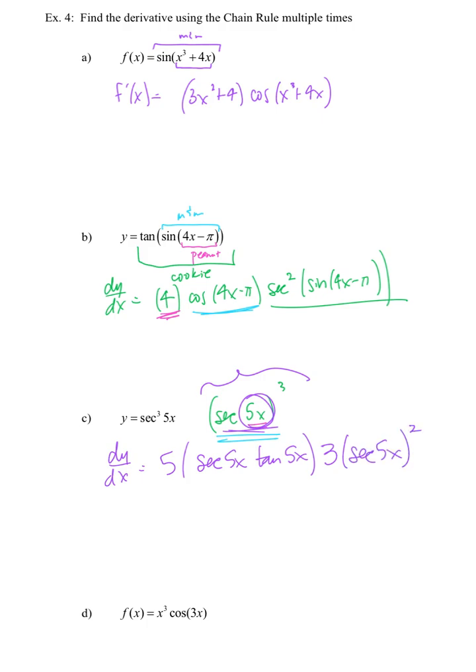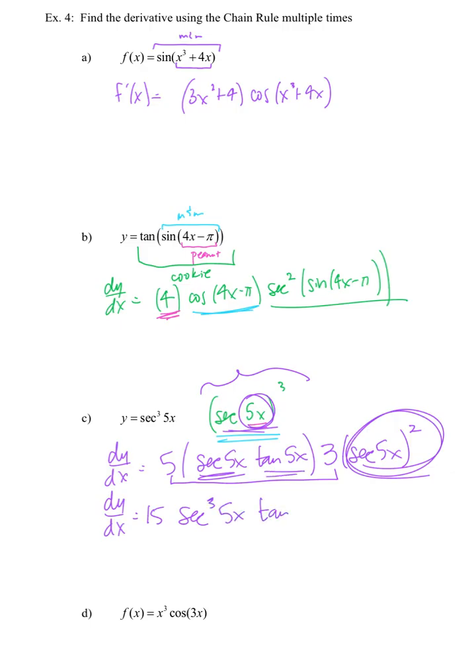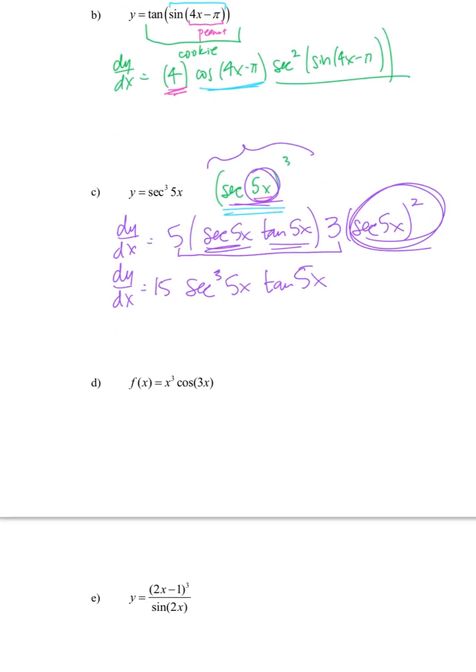from the exponent. And then when you clean this up, and that's probably the most important part of this problem, is this 3 and this 5 multiply together to be 15. Here I have 2 secant 5x's, but here I have a third one, so this becomes secant to the third of 5x. And then I still have this tangent of 5x. So it's the cleaning up part. Okay, let's take a look at D.